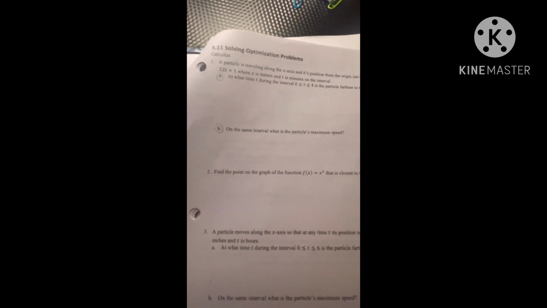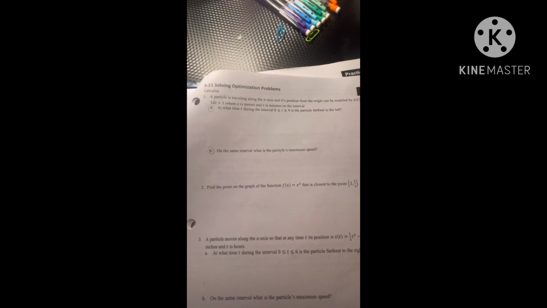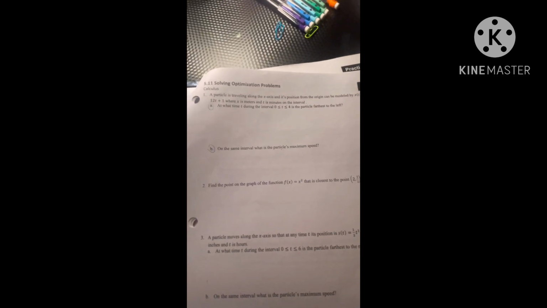A particle is traveling along the x-axis and its position from the origin can be modeled by x(t) = -2/3 t^3 + t^2 + 12t + 1, where x is in meters and t is in minutes. At what time during the interval 0 ≤ t ≤ 4 is the particle furthest to the left?